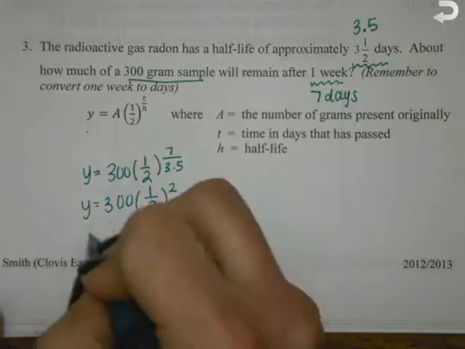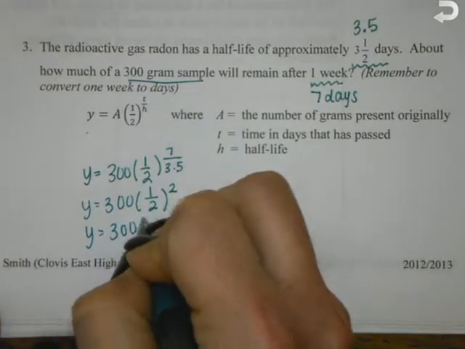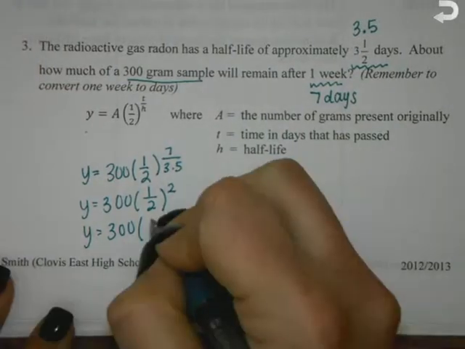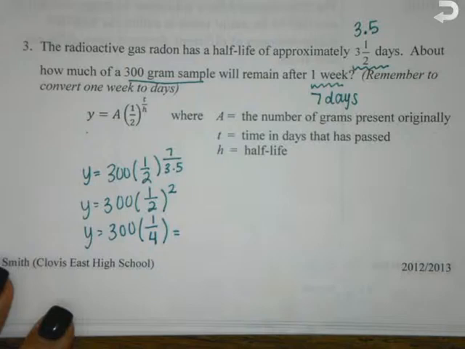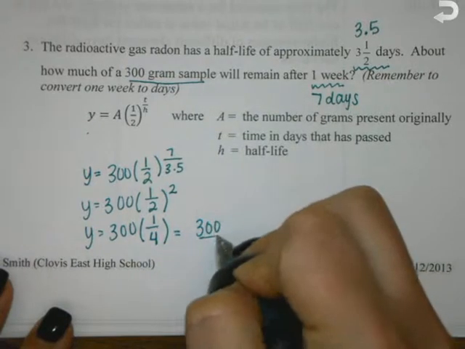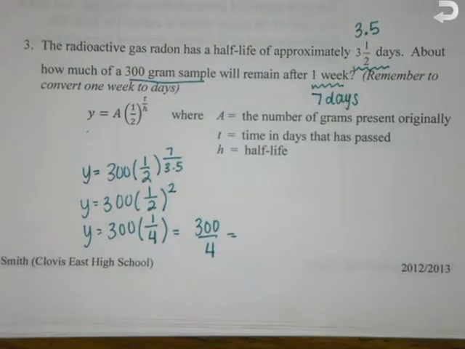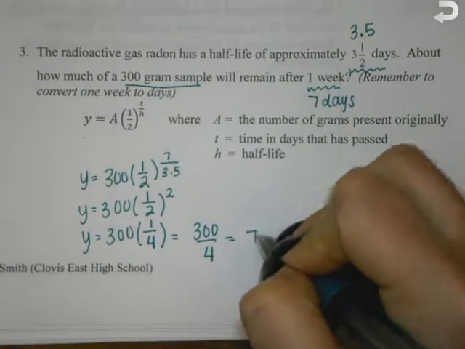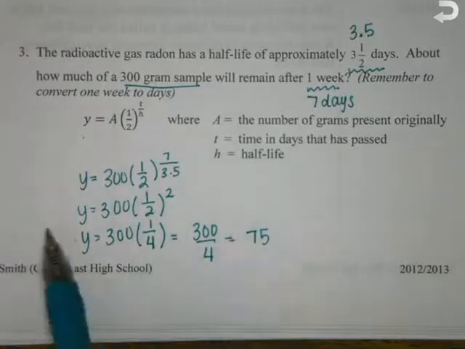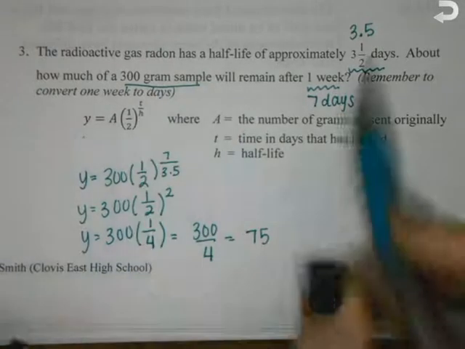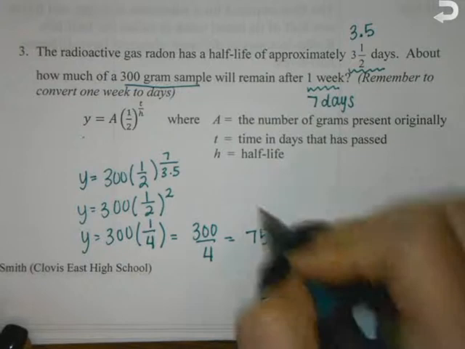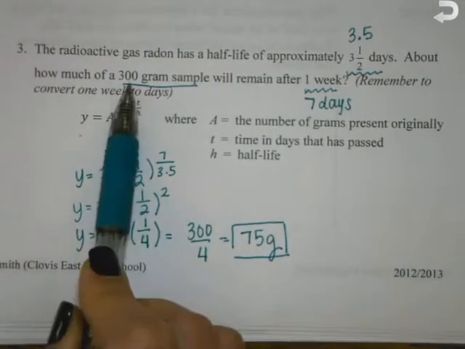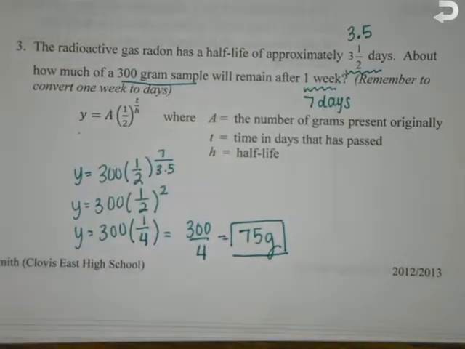So that's going to be y equals 300 times, what's 1/2 to the second power? 1/4. So this is the same as 300 divided by 4, which should be pretty straightforward. How many times does 4 go into 300? 75. But we're measuring how much of a sample, so we're going to be measuring in grams. So after a week or 7 days from our original starting of 300 grams, we end up with 75. Okay?